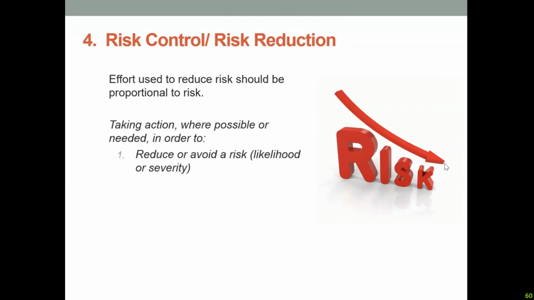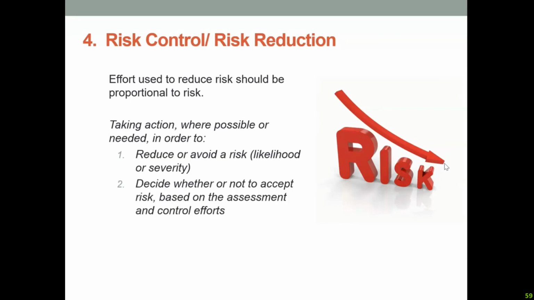If we can remove it entirely or engineer it out, that's the best case scenario. Then we can decide whether or not to accept the risk based on the assessment and control efforts. So we might say, okay, we can live with this risk. Our chances of detecting an error, if it were to occur, are pretty high, so we can live with the risk as it is, and we would document that and justify it. So that's the decision and the action step in a QRM.